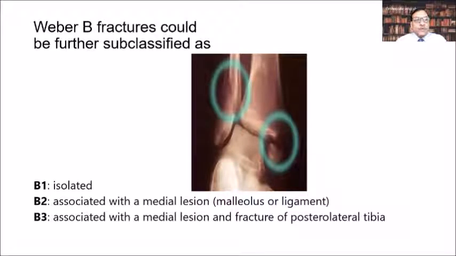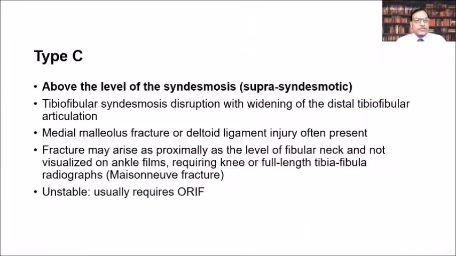Now, Weber B fractures are subclassified as isolated, associated with the medial malleolar fracture or deltoid ligament rupture, or associated with the medial lesion and fracture of the posterolateral tibia. So there are three sub-varieties. Type C is above the level of the syndesmosis. This is called the suprasyndesmotic type of fracture.